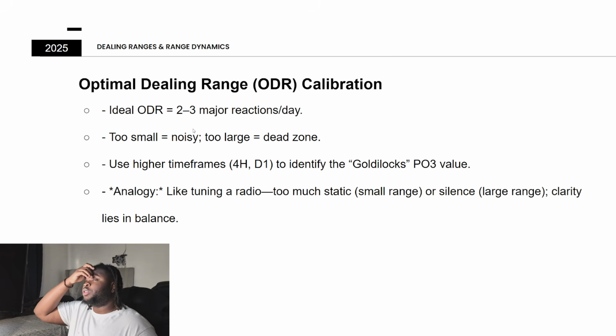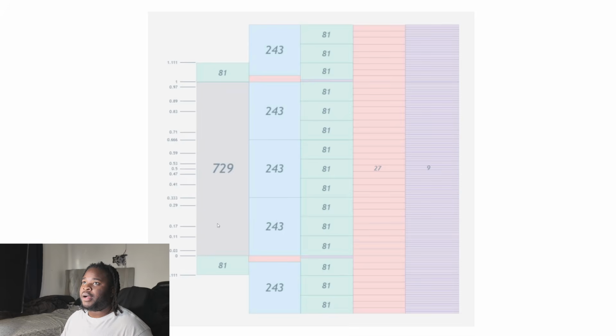Next, we have the optimal dealing range. I'll show you an example of what this looks like. 2 to 3 major reactions on a zone. Too small equals noisy, too large equals a dead zone. Use higher time frames, 4-hour, daily, to identify Goldilocks PO3 values. Like tuning a radio, too much static is a small range, or silence, a large range. Clarity lies in the balance of the two. Okay, and for that, do I have a good example of this?